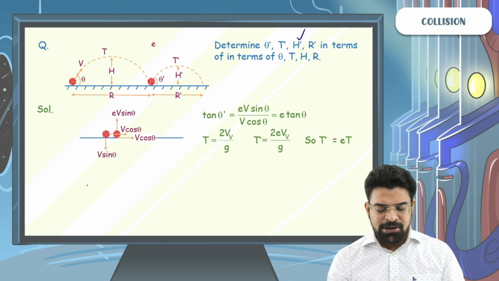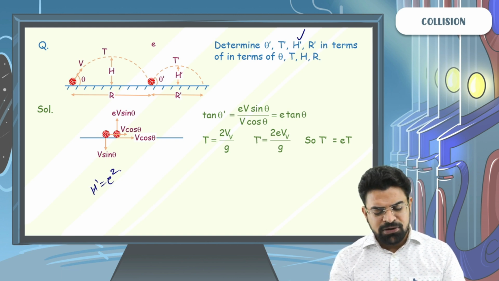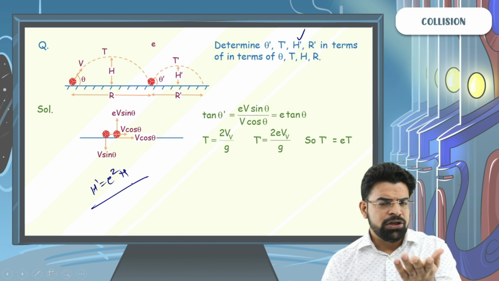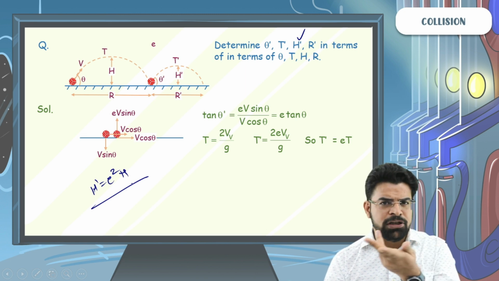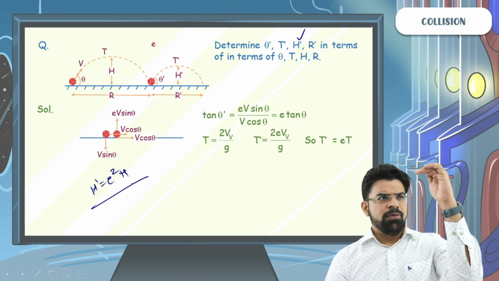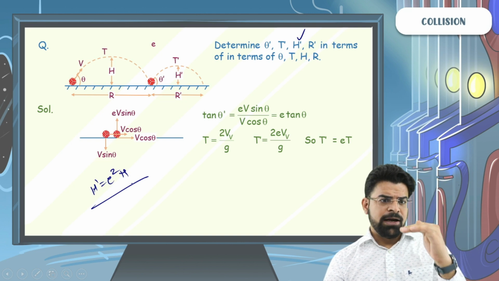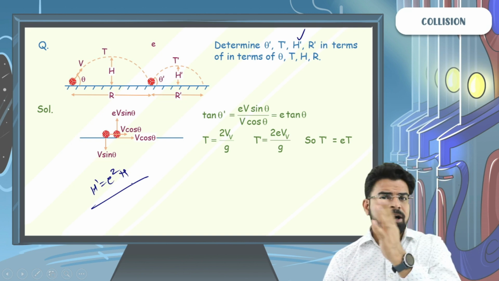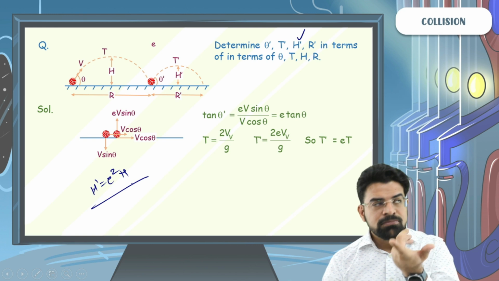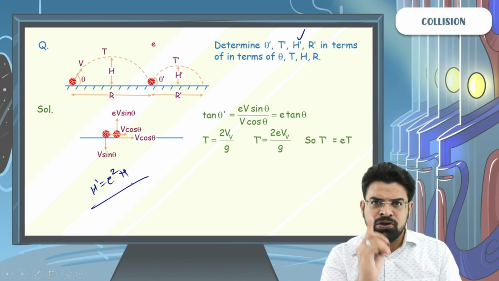Sir, we have already done this. H dash has to be equal to e square h. You always say two mutually perpendicular directions are mutually independent. So if dropped from a height h, it goes back to a height e square h. It doesn't matter if you add a horizontal velocity. Good thought, but let's do it again.